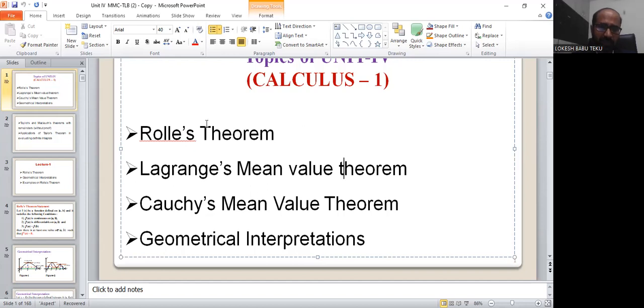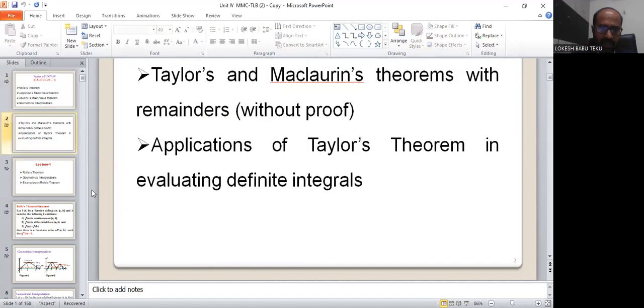So first of all, Rolle's theorem, Lagrange mean value theorem, Cauchy mean value theorem, and their geometrical interpretation. In this, let us discuss Rolle's theorem.